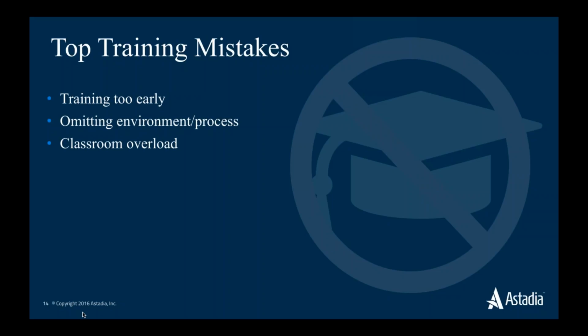Another mistake that we see is omitting the unique processes of that particular company's environment. And I mentioned this before, that you can train your folks on how to use a product, but it's important to train them how to use it in your environment. So omitting that from your training plan is a big problem.